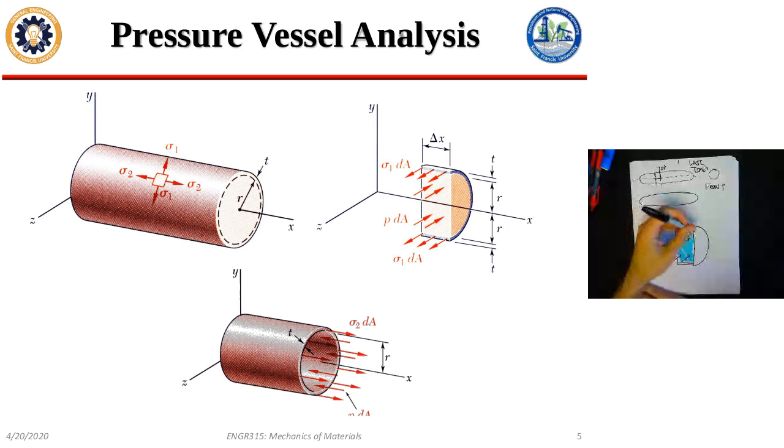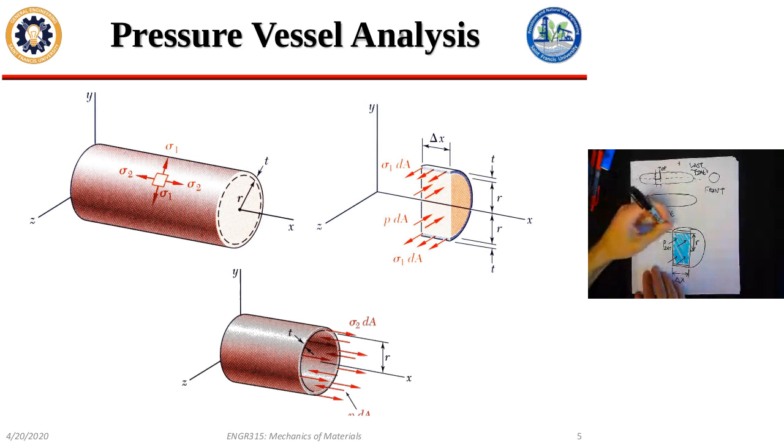Say that the tank has some radius. And we're just looking at some slice dx of the pressure vessel, for kicks and giggles. Oh yeah, and there's a wall thickness here. I forgot about the wall thickness. You can't forget about the wall thickness.